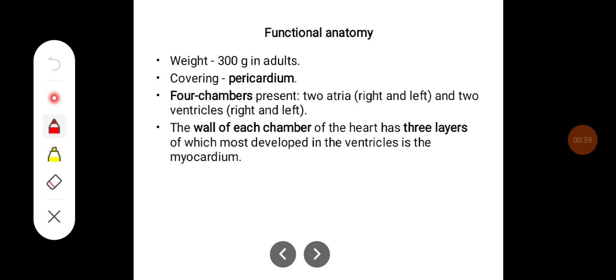The heart weighs around 300 grams in adults. It is covered by pericardium. It has 4 chambers, 2 atria, right and left, and 2 ventricles, right and left. The wall of each chamber of the heart has 3 layers, of which the most developed in the ventricle is myocardium.